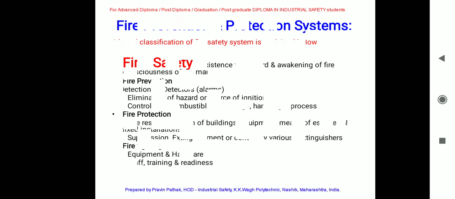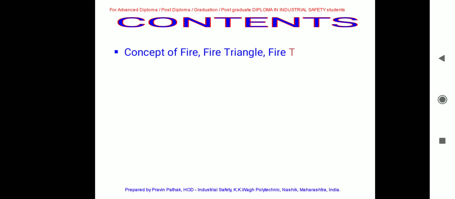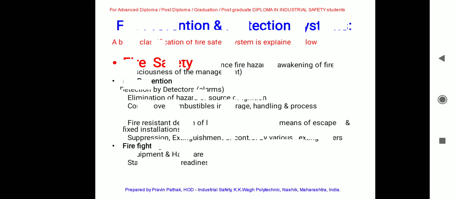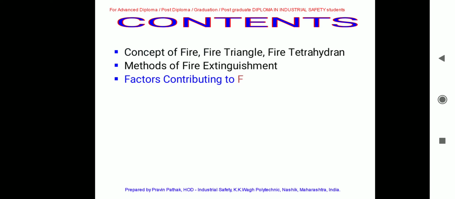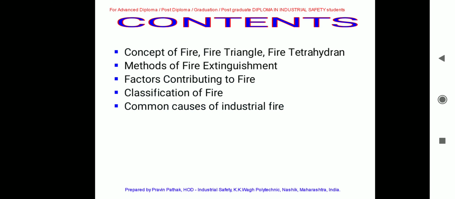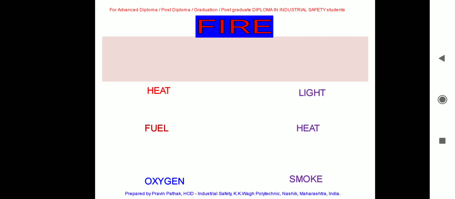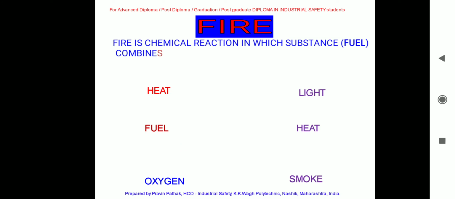system, right? So for this lecture we are going to cover the concept of fire, fire triangle, fire tetrahedron, then methods of fire extinguishment, then factors contributing to fire, then classification of fire, then common causes of industrial fire, then concept of fire load, design of fire safety, and basic methods of fire prevention and control. So first point, what is meant by fire?